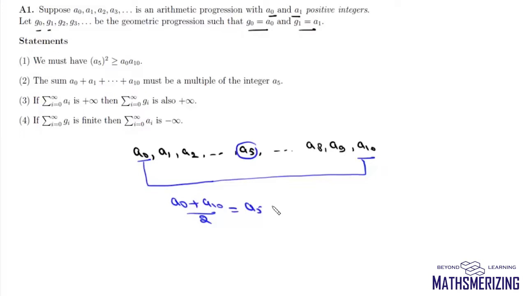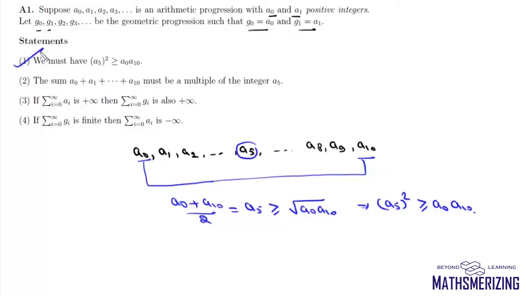Now AM is greater than or equal to GM, so it will be greater than or equal to under root of A0 A10, and if we square it, we'll get A5 square will be greater than or equal to A0 into A10. That means statement 1 is correct.